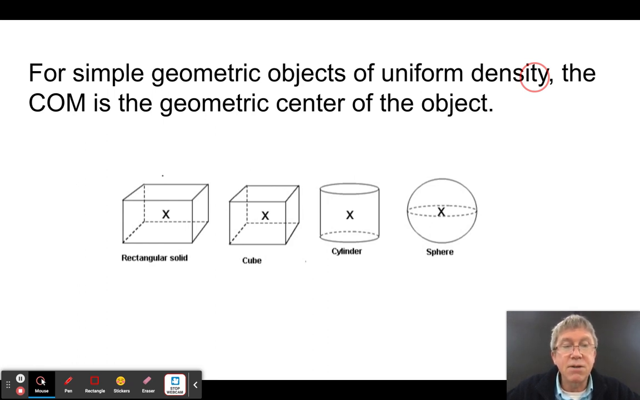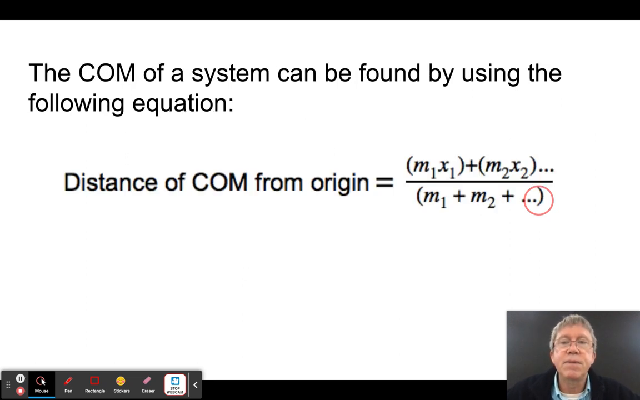Usually in AP Physics, the problems they give you involve objects that are rectangular, geometrically simple to work with. So if I have a cube, a rectangle, a cylinder, or a sphere, the geometric center of the object is pretty easy to understand, and that's where the center of mass is going to be, as long as there's an even density distribution, which there will be in AP Physics 1.